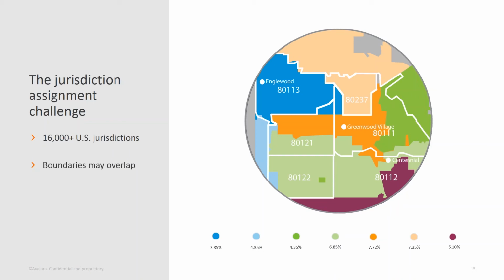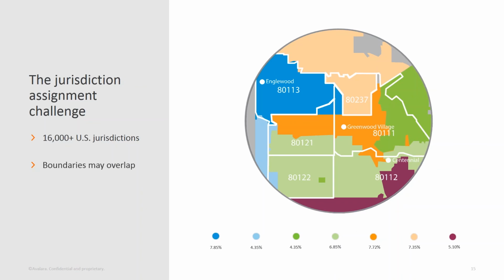So it's not as easy as just saying, I live at 100 Main Street in Greenwood Village 80111 and my tax rate is 7.72%. That's not always going to be the case. And so you want to make sure that you're getting the actual right zip code or transactional rate based on their zip+4 and their specific address. I'm going to drill down on this a little bit further.